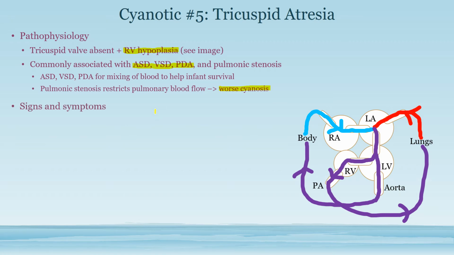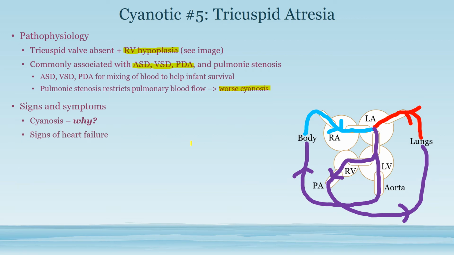So, some signs and symptoms of tricuspid atresia. We get cyanosis. Why? We talked about it. Because blood cannot go directly from the right atrium to the right ventricle to the lungs and go back to the systemic circulation on the left side. So what happens is you need to mix the deoxygenated and oxygenated blood, and this hypooxygenated blood, or inadequately oxygenated blood, goes both to the systemic circulation and to the lungs.